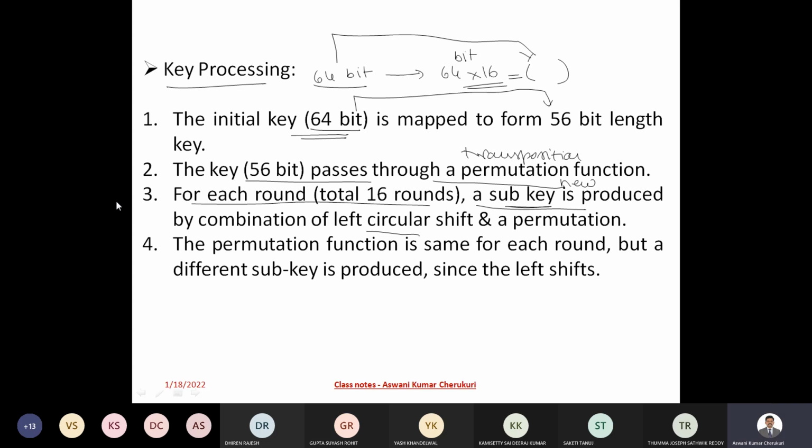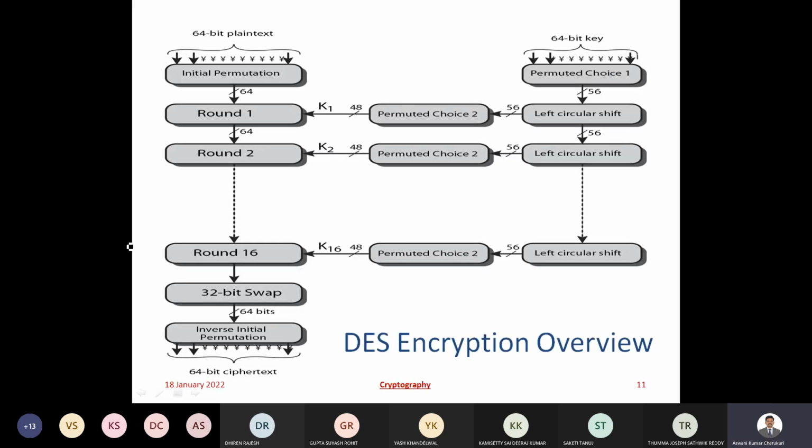Now let us go to the next concept. So this is the overall encryption overview. All of you are able to see. We are going to take the 64-bit plain text block. Remember, you may be having several blocks like this: block 1, block 2, block 3, block 4. You may be having several blocks. So for each block, you take the block and initially perform transposition.